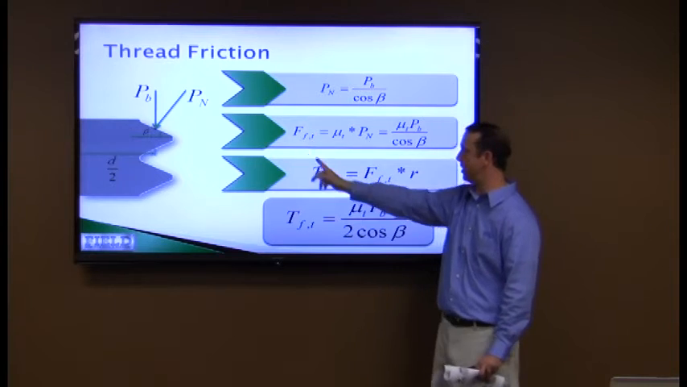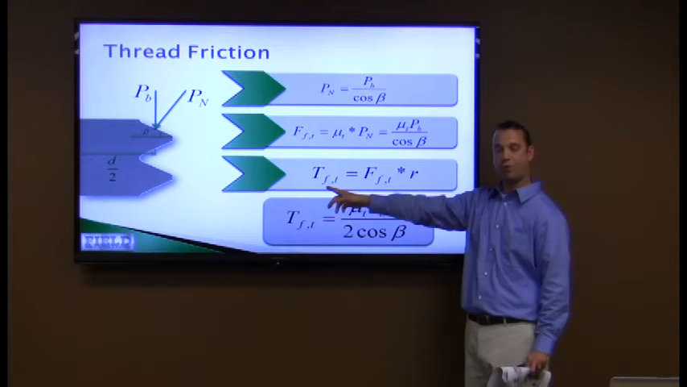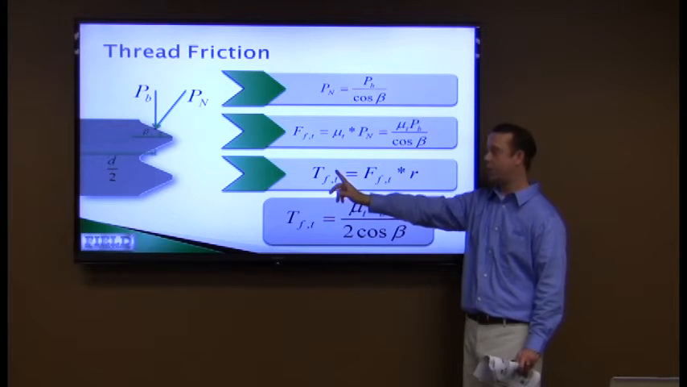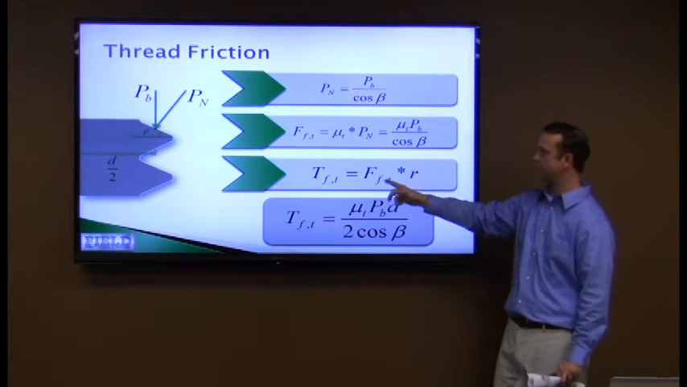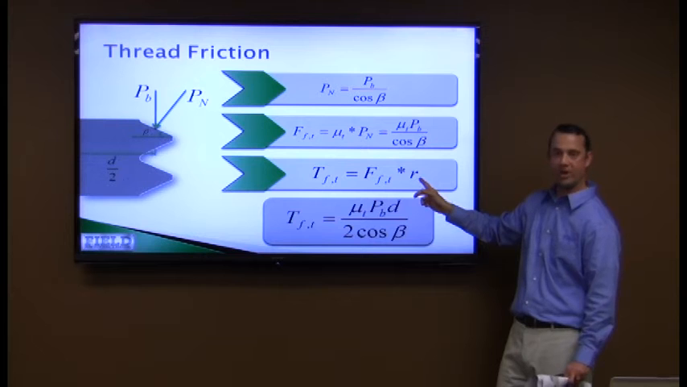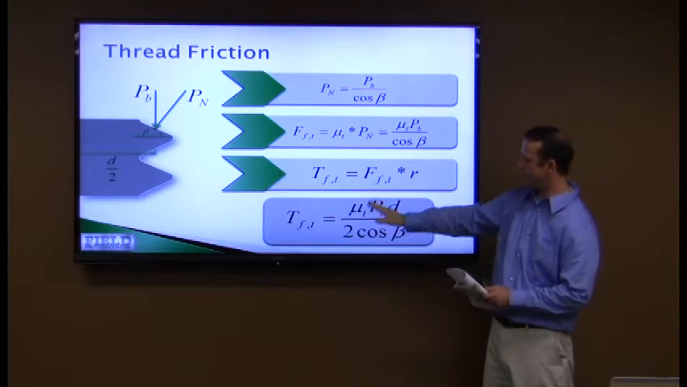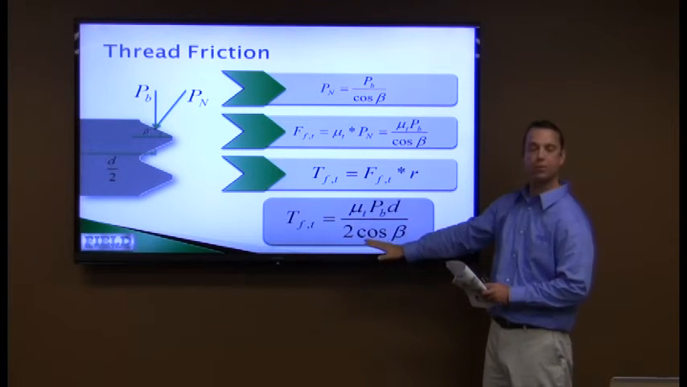We then take that number and plug it into our torque formula. So again, this is the torque required to overcome thread friction. Torque equals distance times force. We've got our force, and we've got our radius of the screw, which is our distance. So again, this formula works out to be relatively straightforward as well. And if you simplify all these numbers, you come up with this formula down here.